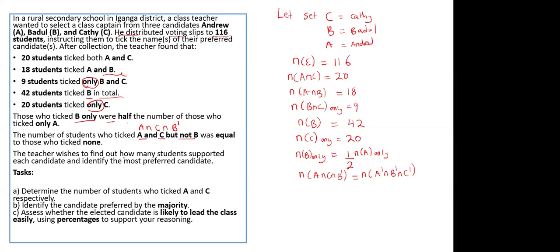Then the teacher wishes to find out how many students supported each candidate and identify the most preferred candidate. Kindly let me know through the chat whether the interpretation is okay. You have understood how I've analyzed the data up to that point. Is it okay to everyone?